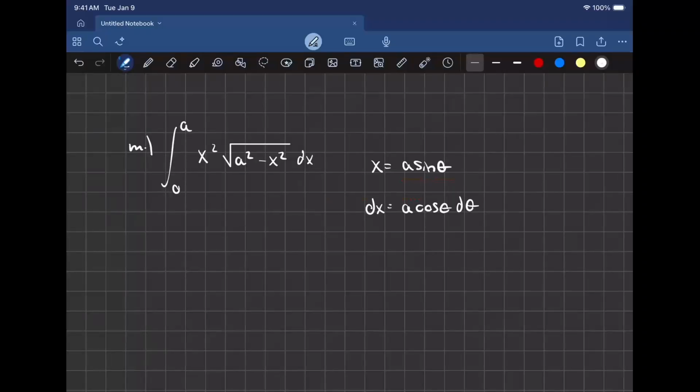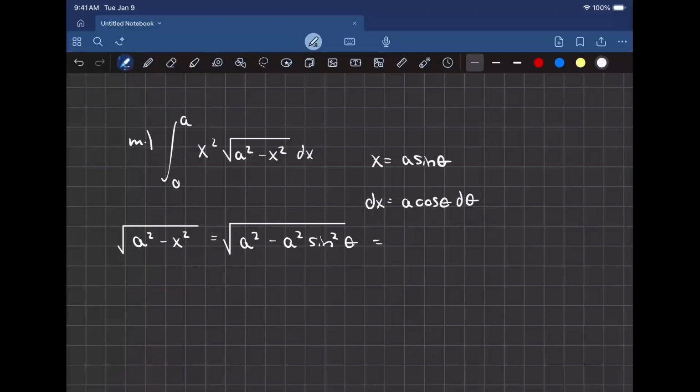So then our square root in here, a squared minus x squared, equals a squared sine squared theta. Oh no, sorry. So a squared minus x squared will be a squared minus a squared sine squared theta, which is equivalent to a squared cosine squared theta. So then the square root just gives us a cosine theta.